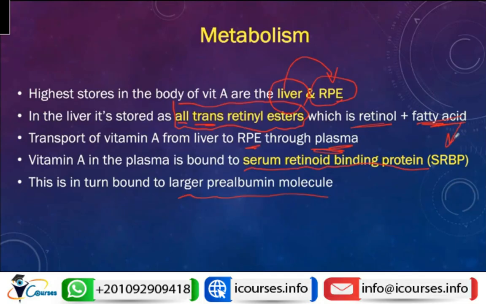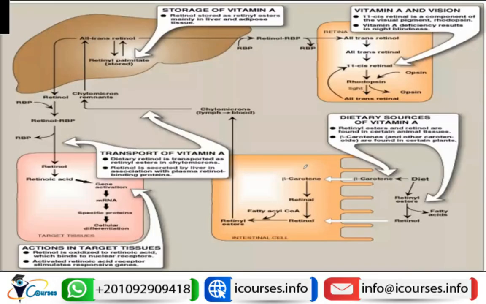So this is very important: what will transfer the vitamin A from the liver to the RPE will be the serum retinoid binding protein. Let's see here. We have the intestinal cells. In the diet we take beta carotene, which is the inactive form, and in the intestinal cell it will be transformed into retinal and retinol, and then retinol esters.